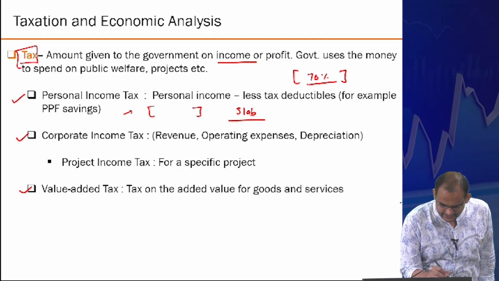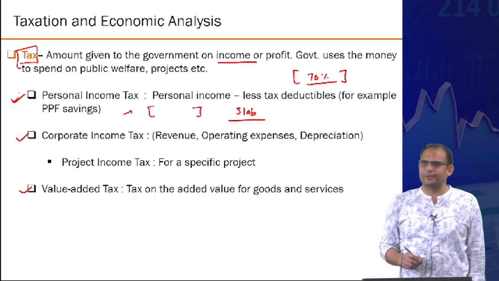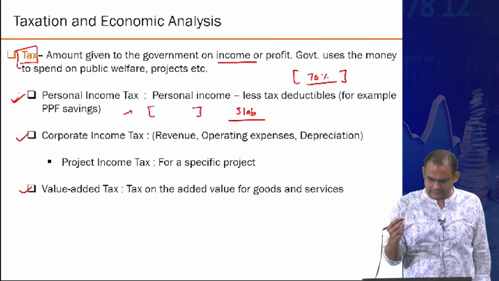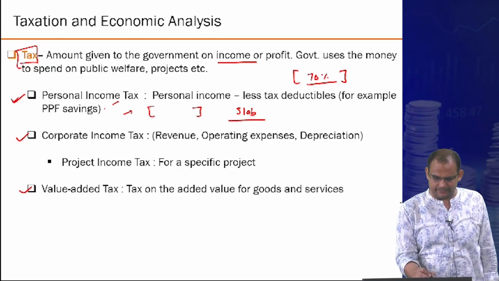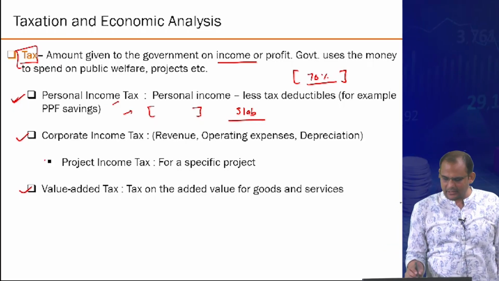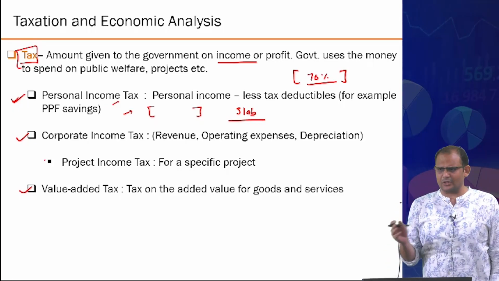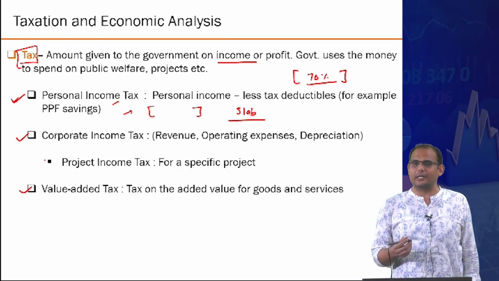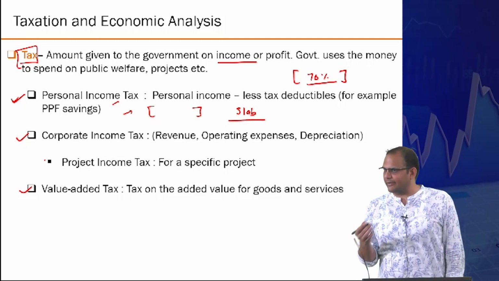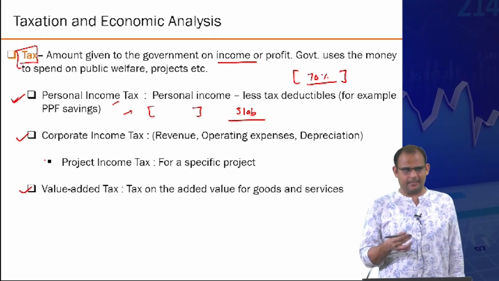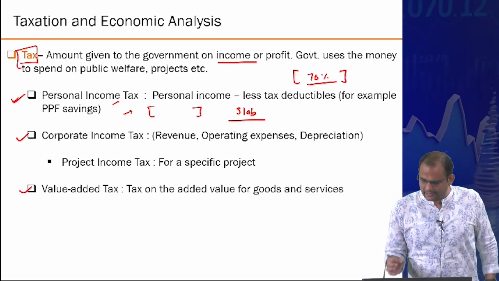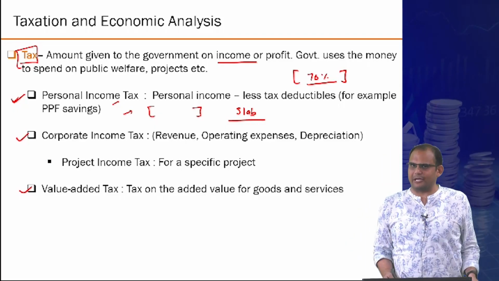But yes, that is one way for government to earn money in terms of the budget that you get. One component is the personal income tax. Second is the corporate income tax. So corporate income tax is something that is charged to the companies. Each company has their revenues, each company has their expenses, each company has their depreciation. Using that calculation, they end up charging.